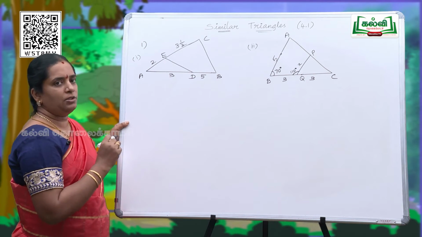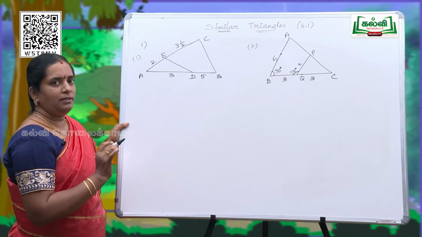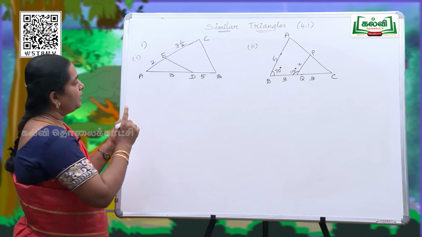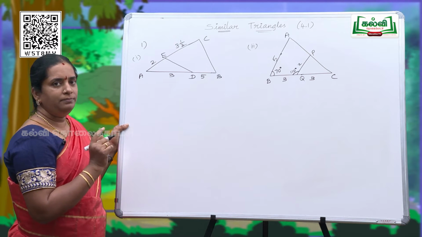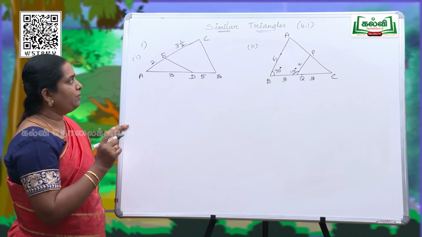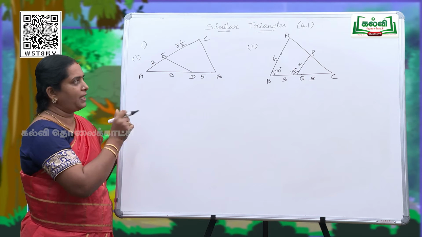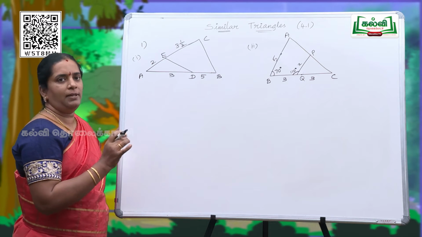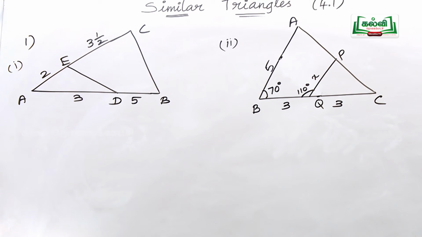Let us check whether these two are similar. How shall we check? We have to see the criteria. Is there any angle given? No, no angle is given. So we have to check with the sides given. Measurements of sides are given. So we have to see whether the ratio of the corresponding sides are equal.